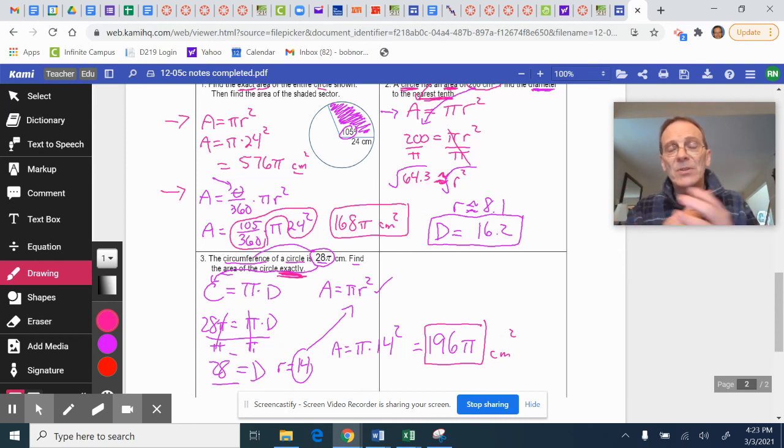And so a lot of the problems in the homework, as I said, are like this, but make sure you're using the right formulas, okay? And then some of the problems are going to make you think a little bit, as they should.